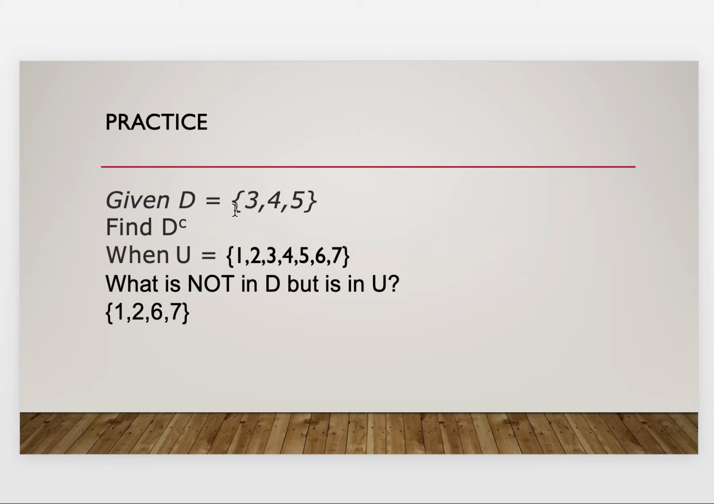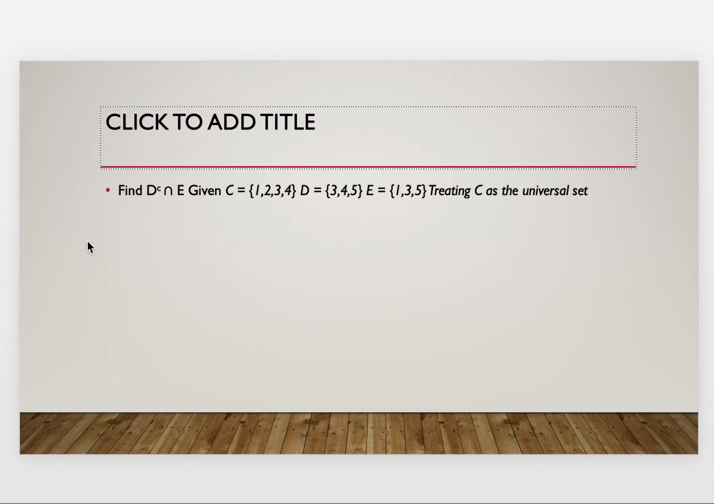So to do that, I'm going to say, okay, I don't have 3, 4, 5. I cross them out. That's how I do these. And so I have 1, 2, 6, and 7. So to find the complement, you're using two different sets, and you're being asked what is not in one set that is in another.